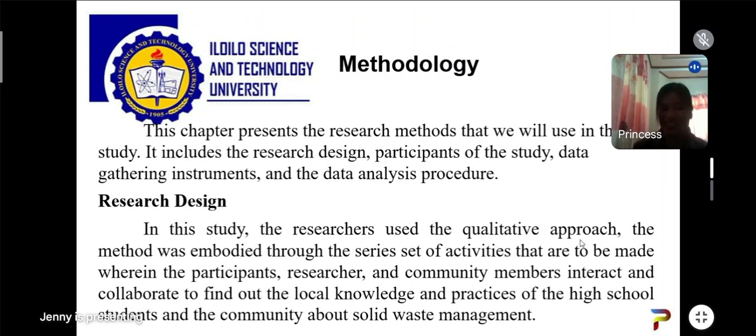So in this study, the researchers use the qualitative approach or method that was embodied through a series of set activities wherein the participants, researchers, and the community members interact and collaborate to find out the local knowledge and practices of the high school students and the community about solid waste management.